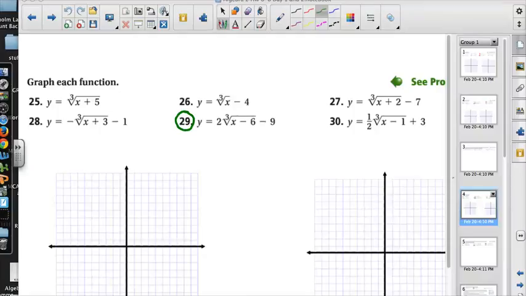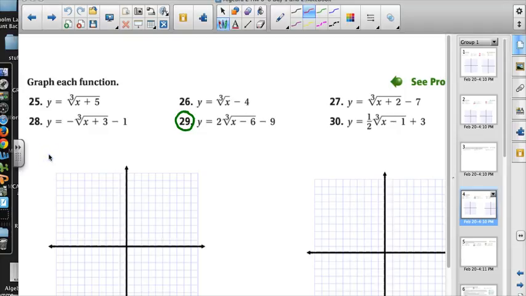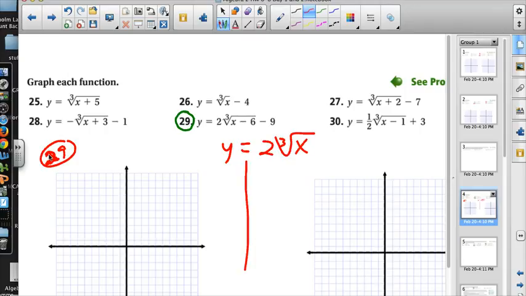These are the frequently asked questions for section 6-8, day 2 in Algebra 2. I'm going to start with the graph each function number 29. So for number 29, what we want to use here is y equals 2 cube root of x as our parent function.